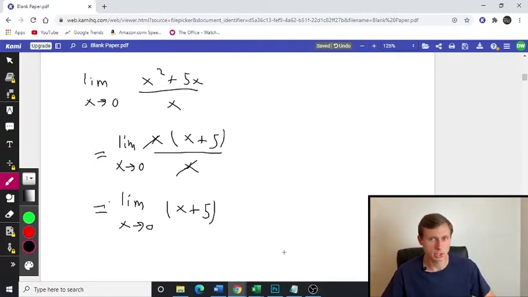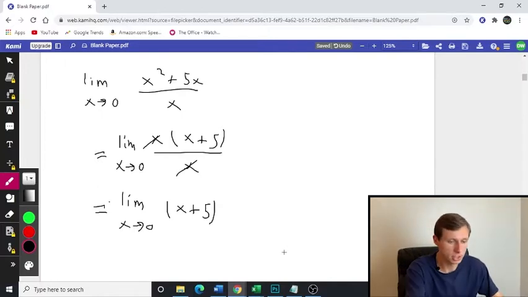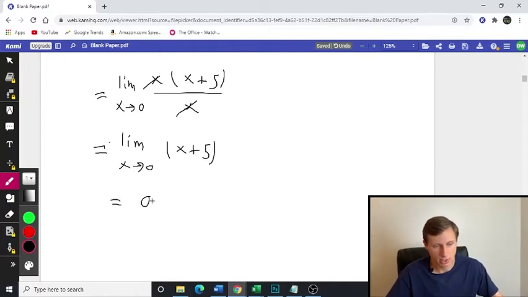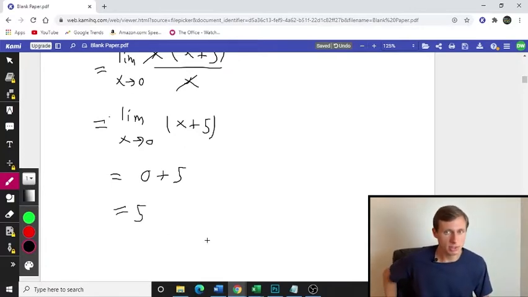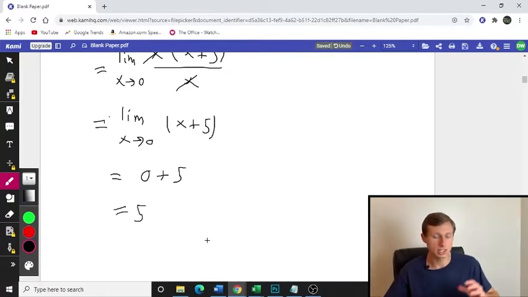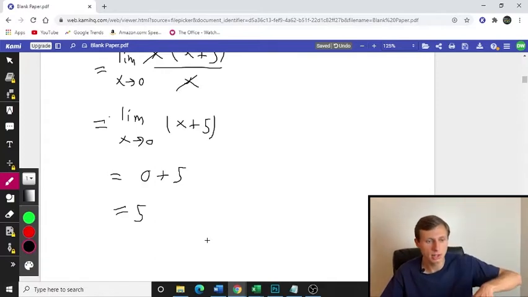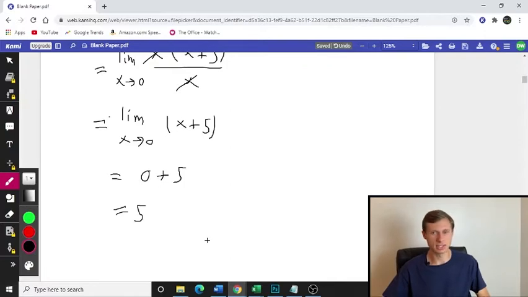After we do factor and cancel, we can go back to step 1. Can we use direct substitution here? Well, let's try it. We get 0 plus 5. We don't have a 0 in the denominator. That's perfectly fine. So there we go. We have found this limit. It is 5. So whenever it comes to factoring and canceling, we're looking to cancel out a term in the denominator so that we're no longer getting 0 in the denominator, and then we can use direct substitution.